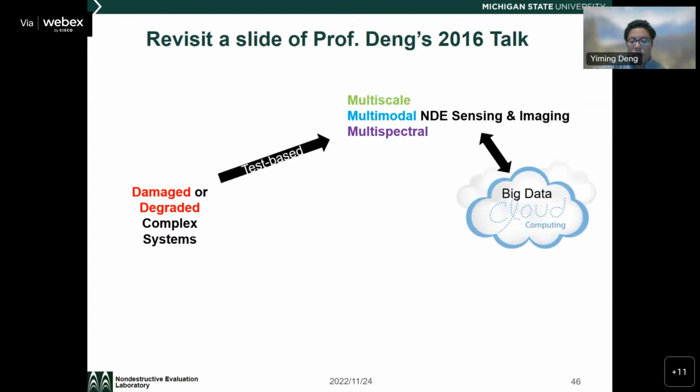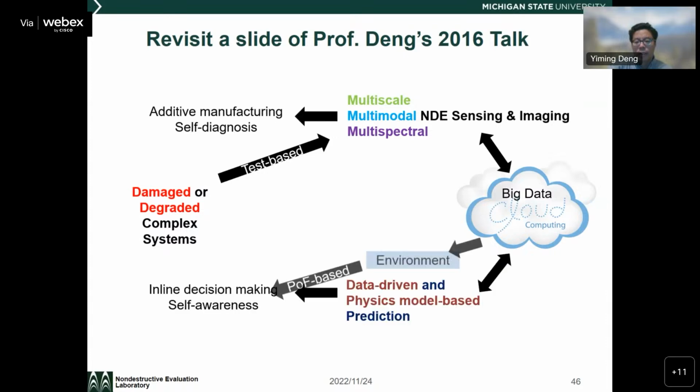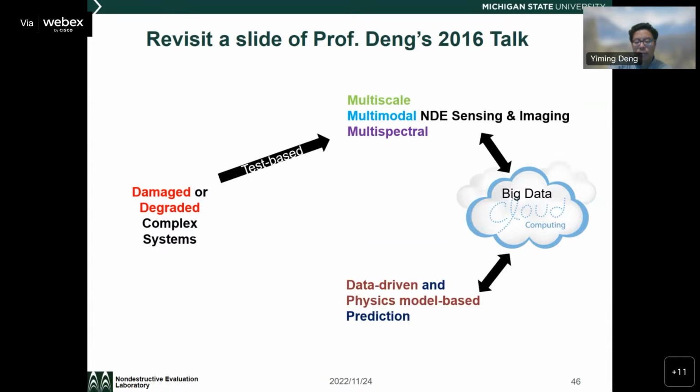Well, all this information can be passed to cloud computing or distributed computing using data engineering. Then with this data and data processing that we learned so far, you can have a data-driven or physics-based or physics model-based prediction of what's going on there.